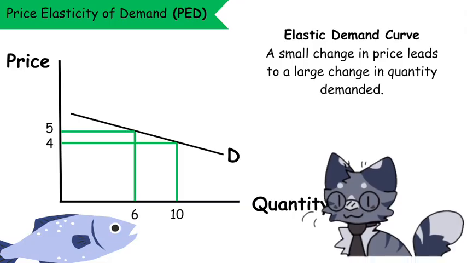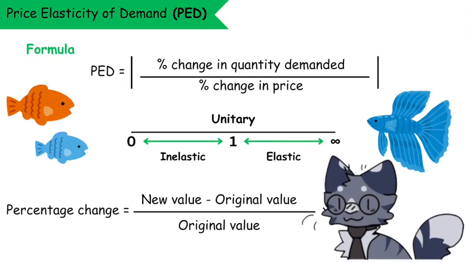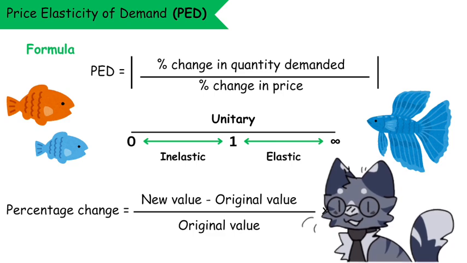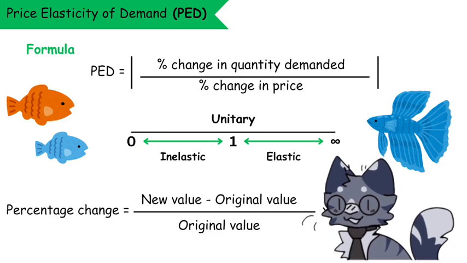So how would you calculate it now? The formula for PED is the percentage change in quantity demanded over the percentage change in price. Now, it's really important to remember that it is the percentage change that you are finding, not a change, not a percentage of a percentage change.